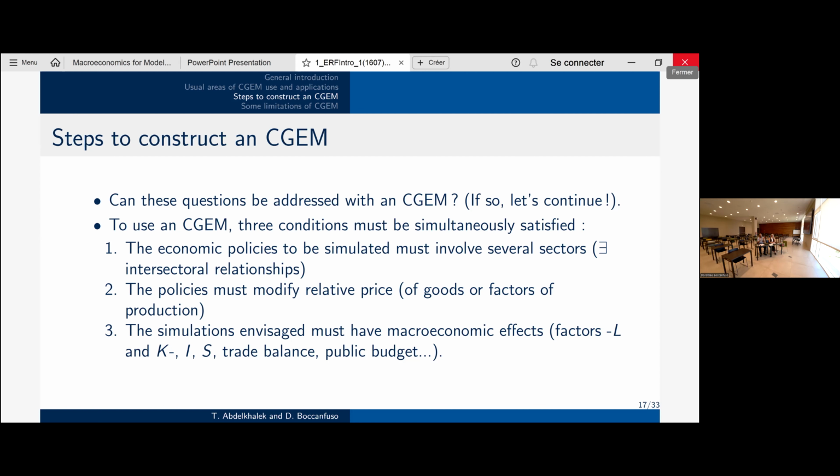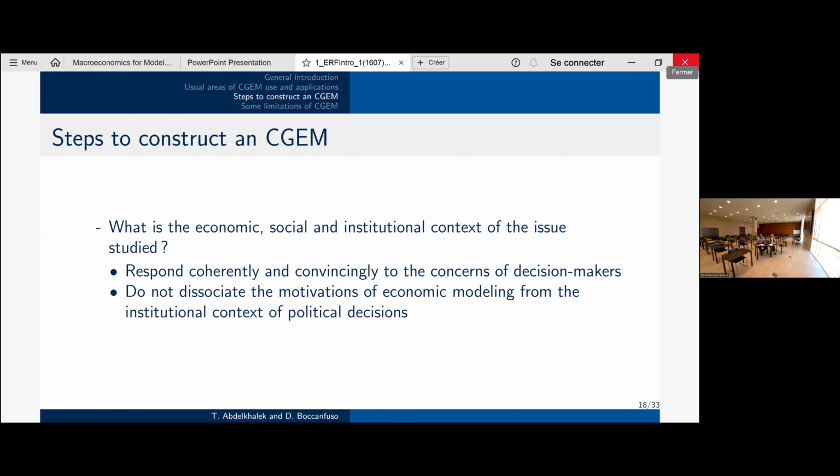To synthesize, when we have to use or not use a CGE model, we look for a multi-sectoral analysis, when the relative price is modified, and there is a macroeconomic effect. If these three conditions are not simultaneously satisfied, we do not have to use a CGE model.